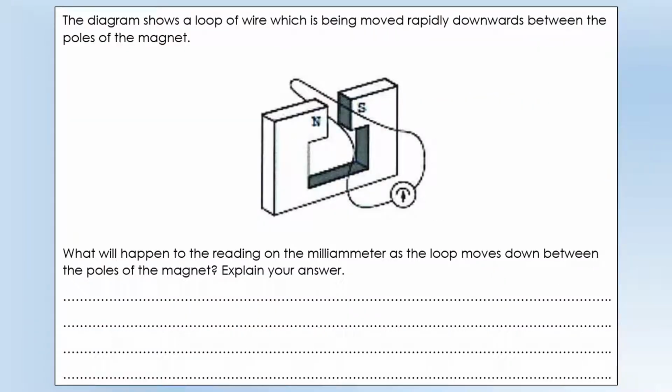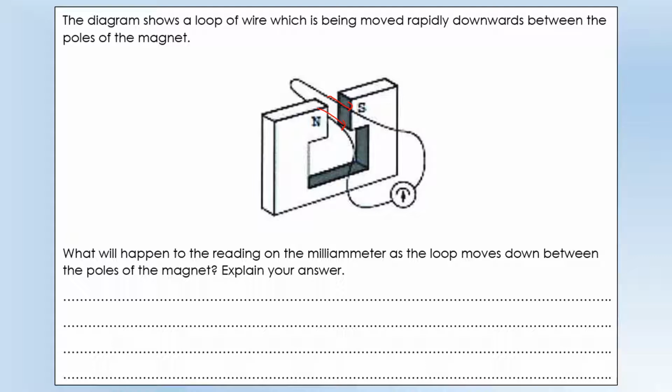So the diagram shows a loop of wire which is being moved rapidly downwards between the poles of the magnet. What I'm going to do is use Fleming's right-hand rule here to figure out the direction of induced current. The field is going north to south, so my first finger points that way. The wires are moving down, so my thumb points that way. So we can see we're going to get induced currents in these wires in these directions here. Okay, so we would expect to get it in the same direction in both wires.